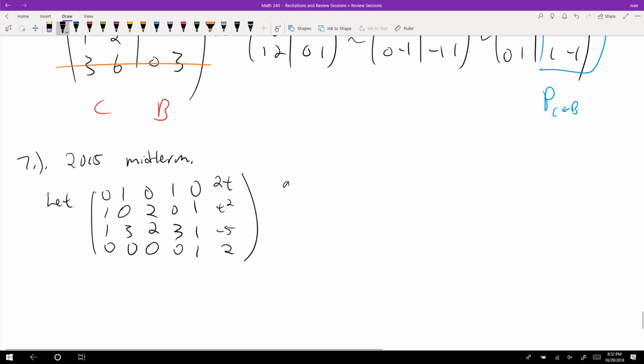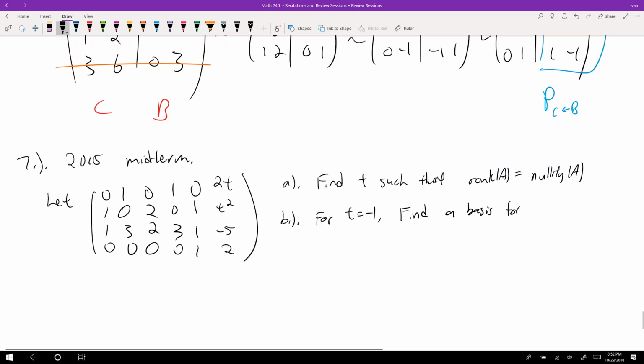Part A. Find t such that rank A is equal to nullity A. All right, part B. For t equal to negative 1, find a basis for Colspace A. Okay. Let's do part A.